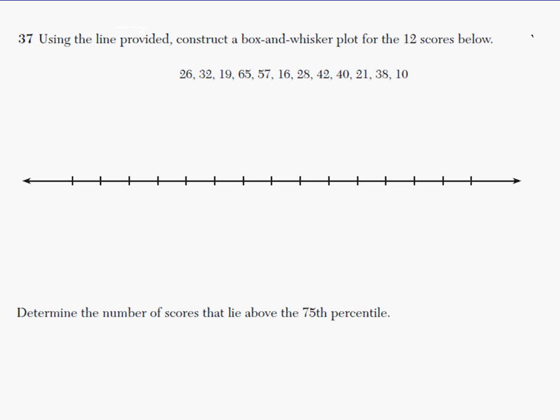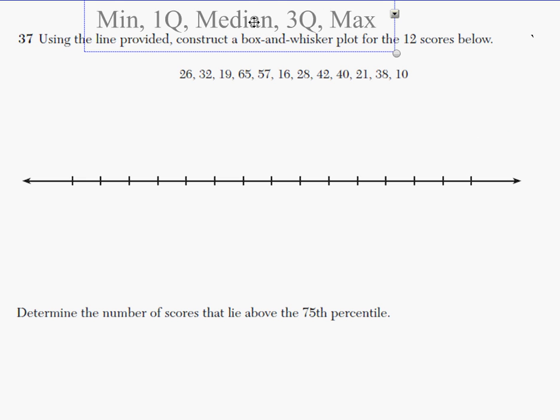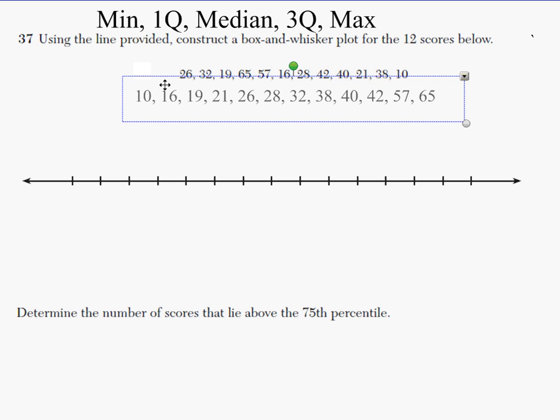Using the line provided, construct a box and whisker plot for the 12 scores below. Okay, so there are 5 things that we have to identify in a box and whisker plot. That's the minimum, first quartile, the median, the third quartile, and the max. So to identify these things, we have to list these numbers in order from least to greatest. So there they are listed in order from least to greatest.